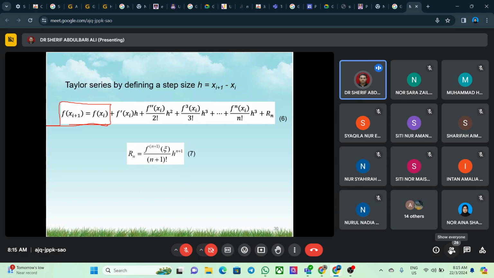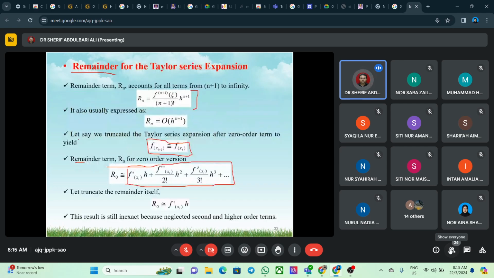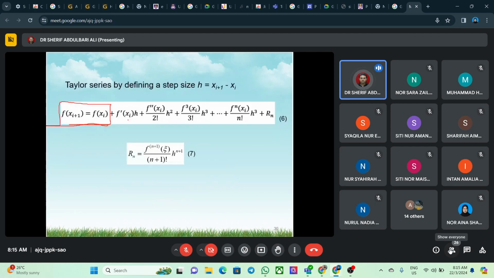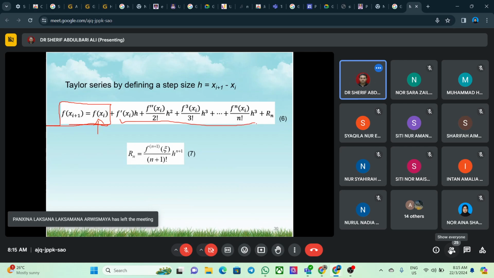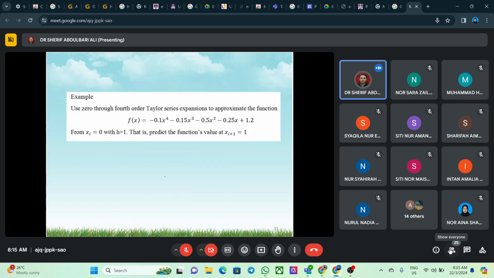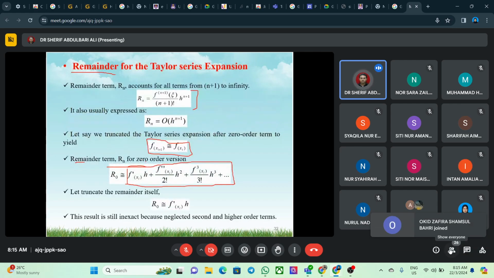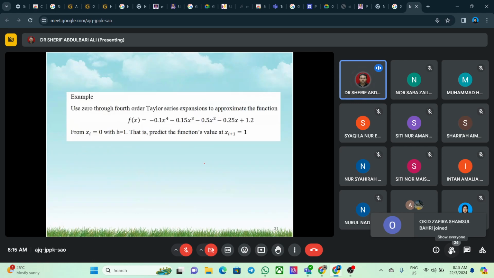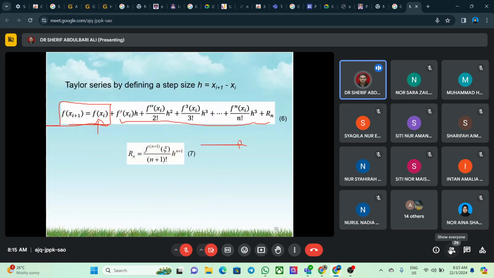f of x i plus 1 will be equal to the function itself. And if you are looking at the slides in here, let's say we truncate the Taylor series expansion after the zero order, we are going to get the function itself. And exactly this is what happened here. We get the function itself. The rest here, from this portion to the end, is considered the remainder. We didn't take it into account for the calculations. So now the remainder terms from the zero order will be equal to the first derivative of the function and so on. And when we go back here, we are going to find it's the first derivative of the function till the nth derivative of the function.